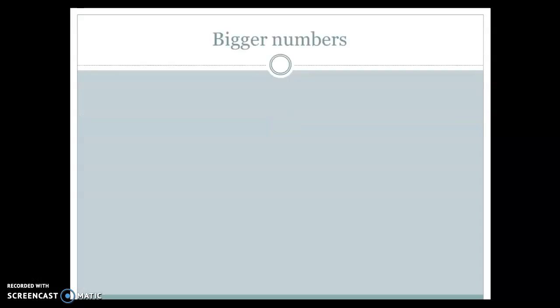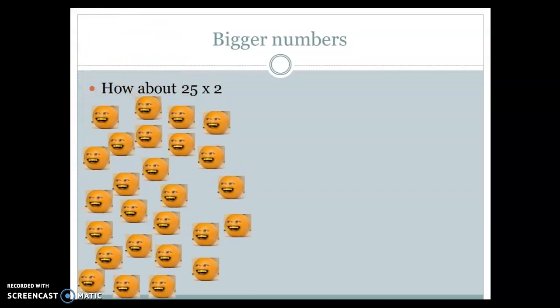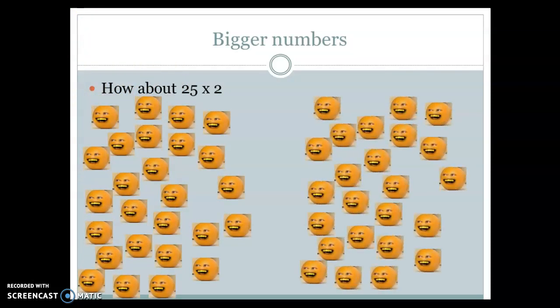Okay, so part 2 is dealing with bigger numbers, like 25 times 2. So when we add small numbers, like 3 times 2, we can just think of 3 of one thing and 3 of another thing and add them. 25 times 2, imagine if we had 25 annoying oranges and another 25 annoying oranges. We could count all these and work out how many they are, but we'd make a mistake on the way, so we're not going to do that.